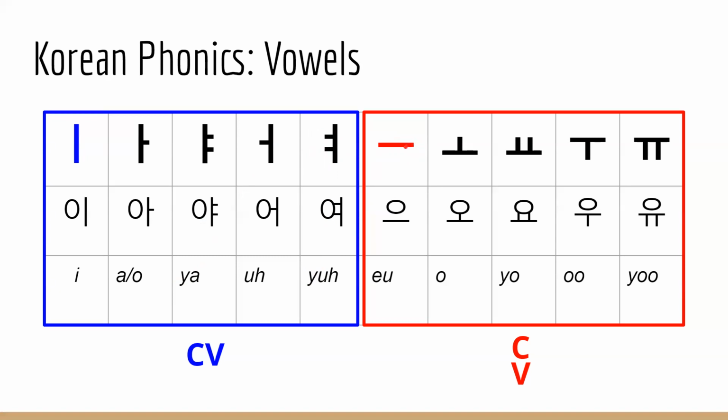It sounds like an E and U put together. 오 is next, like the letter O. The next vowel is 요. Since it has two small lines, it's pronounced with a Y in the beginning. Yo. The next one is 우. This part of my name, U. The last one is very similar to the previous vowel and is pronounced like U.